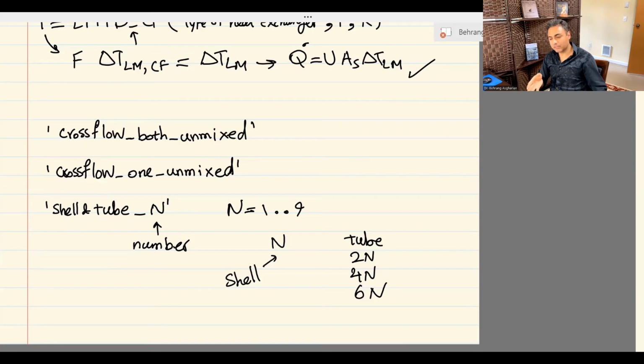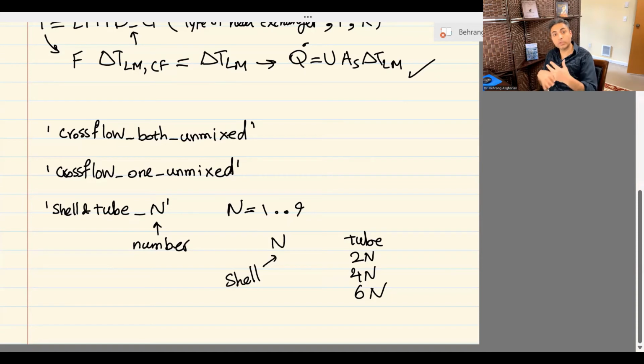But what you see here is that because n could be from 1 to 9, it covers graphs that you don't even have in the book. You can put n as 3. If n is 3, the tube pass could be either 6 or 12 or 18, or whatever you're looking for, you can actually find that. So that's very, very interesting that you have this function. So that n is a number. There is another argument for this function that you can potentially use, and I'm going to explain that at the end of the video because I don't want to confuse you. So let's just take a look at these three.